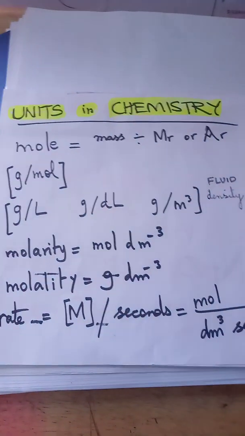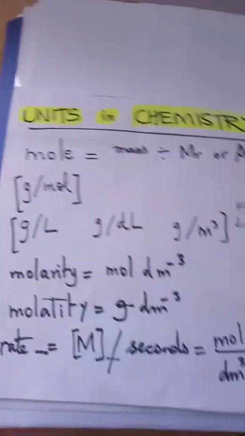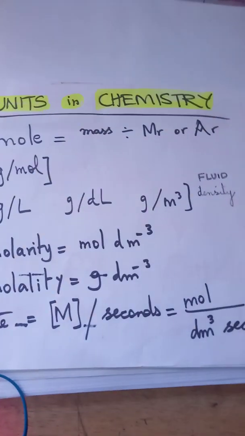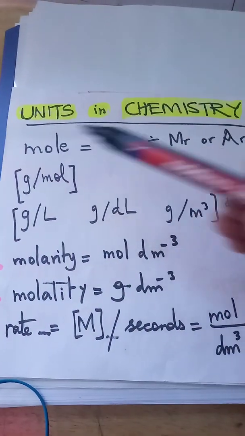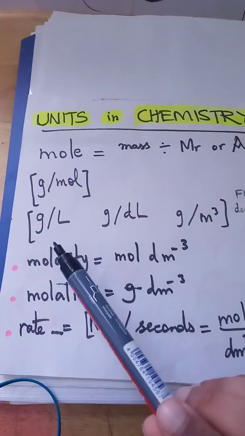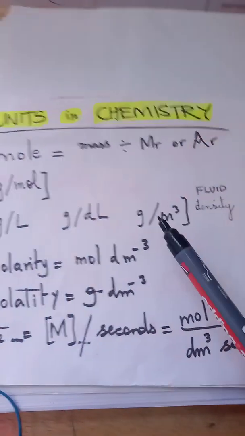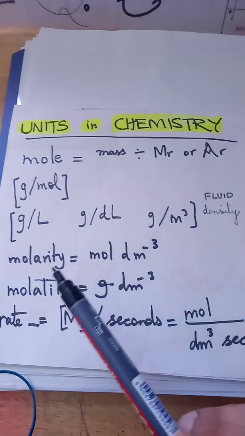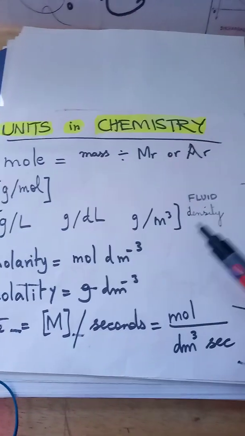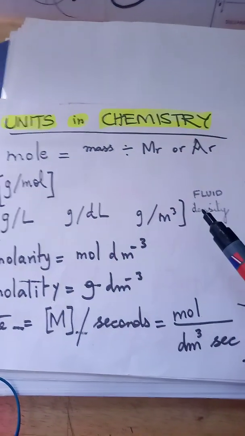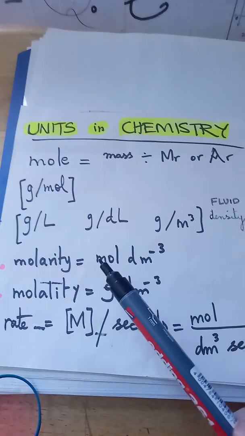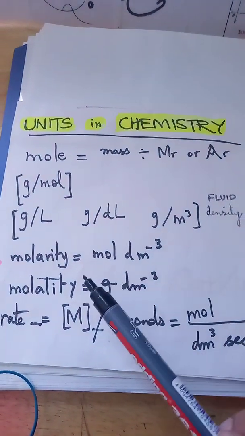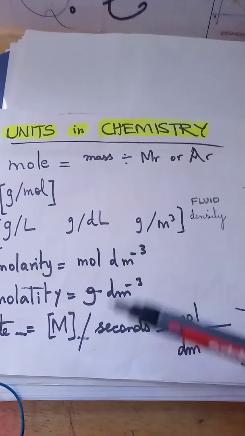On units in advanced KS5 post-16 chemistry. So the first unit we'll come across is the mole, followed by grams per mole or grams per litre, grams per deciliter, grams per meter cubed, which is known by the word molality, which is basically a fancy word for fluid density. And then you've got the very famous molarity, which is the concentration.